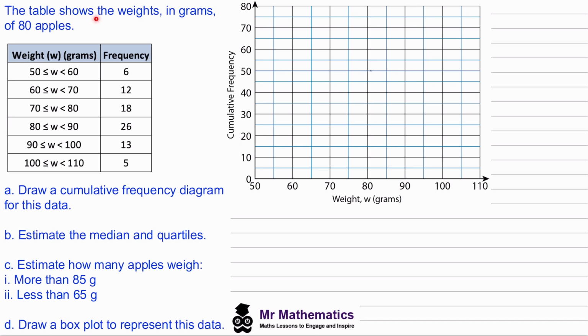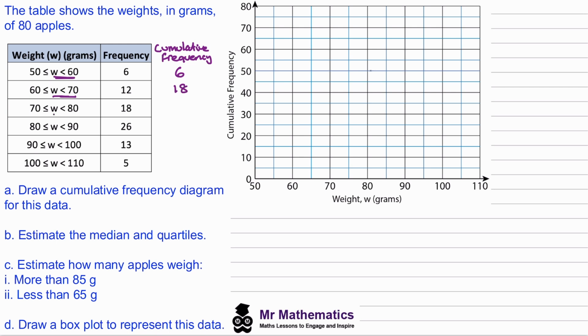So we're told that the table shows the weights in grams of 80 apples. We've been asked to draw a cumulative frequency diagram for this data. We should know from GCSE that cumulative frequency means a running total. So if we look at the total frequency that has a weight of less than 60 grams, we're only looking at this upper limit here, and this will be 6. And then we're looking at the total frequency that has a weight less than 70, which will be the 6 plus the 12. So this will be 18.